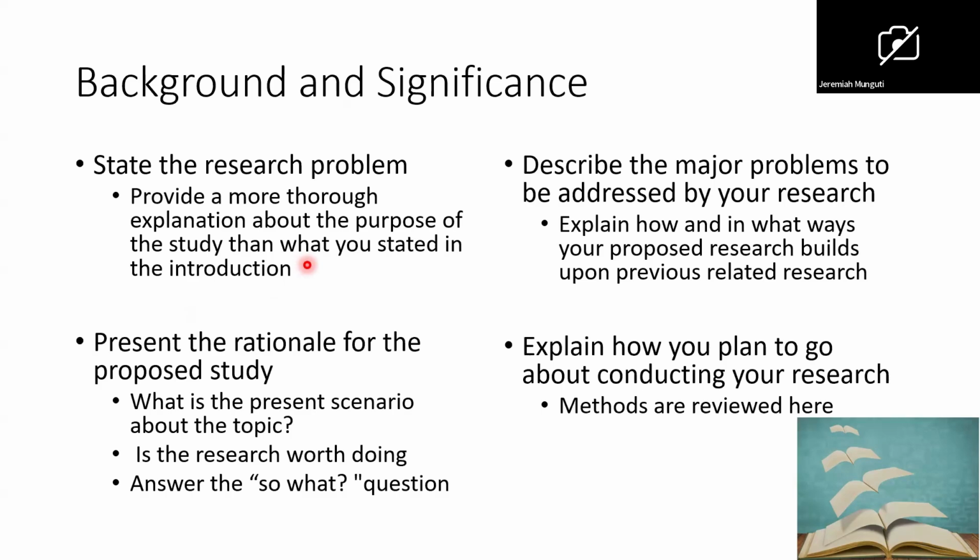Is it that we are having unnecessary mortality in patients with rheumatoid arthritis? Why? Because of cerebrovascular accidents? Yes. And therefore, if we sort this one out by improving their care, then you are likely to reduce this mortality. And that's what you expanded about. You present the rationale for the proposed study. What is the present scenario about the topic? That mortality in patients with rheumatoid arthritis is 4 times that in the general public. That's the scenario where we are at.